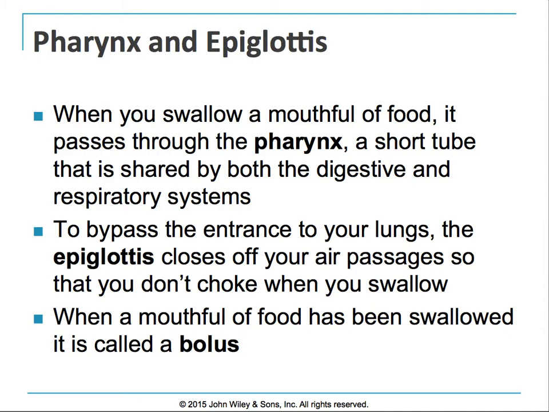So when you're eating food, once that food is in your mouth and starts to move into the rest of your digestive system, it's no longer just food. It's food mixed with enzymes, saliva, other chemicals, and at that point, we call it a bolus.